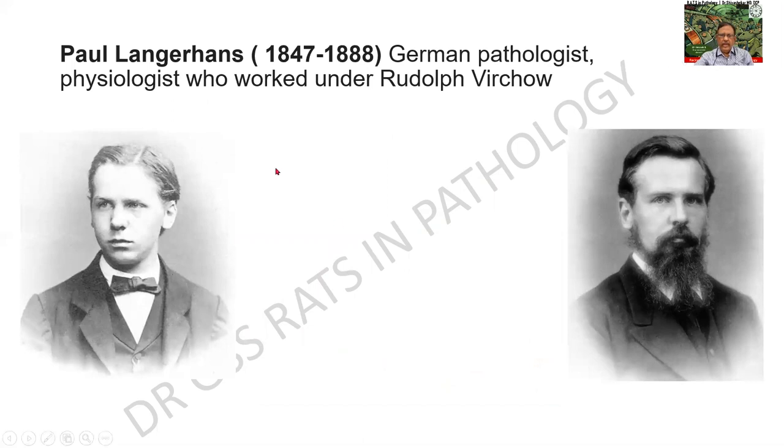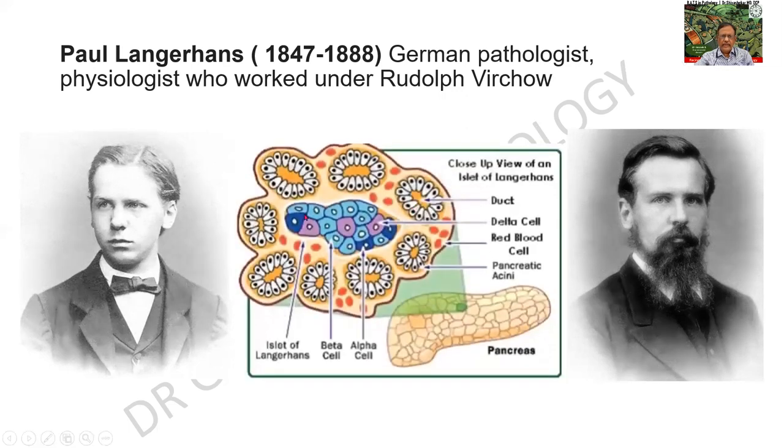I hope that you people are able to identify the two pictures on the screen. Paul Langerhans. What I would like you people to note is, look at the lifespan of this individual, a German pathologist and physiologist, Paul Langerhans, who worked under Rudolf Virchow, the father of pathology. And within a short time, 40 years is not a very big age, he developed tuberculosis and succumbed to the disease. And he was the person who identified the islet cells of Langerhans.